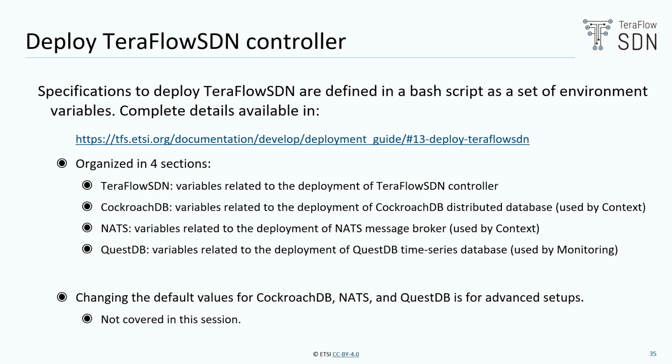But this will happen in the next release, the final deployment. So for now, let's keep it simple, and we assume we are using this CockroachDB, NATS, and QuestDB. And then the fourth element is TerraFlow itself, all the microservices that compose TerraFlow. We will not be changing settings for all this. We are keeping the deployment simple, and we provide you with all the initial configurations.